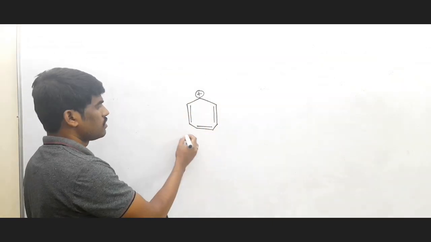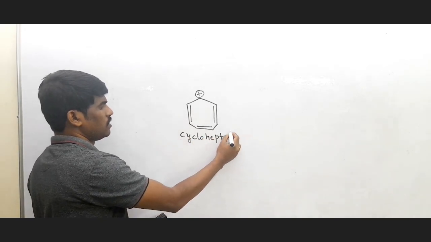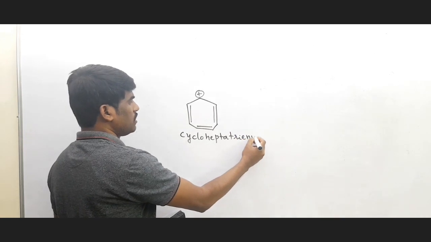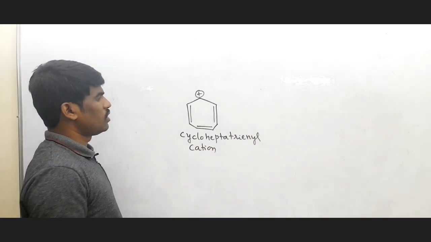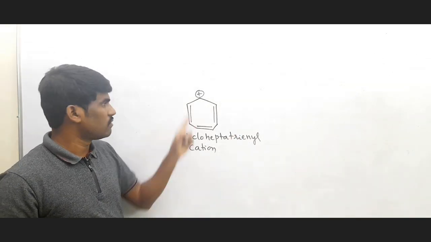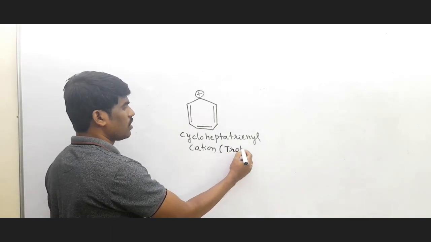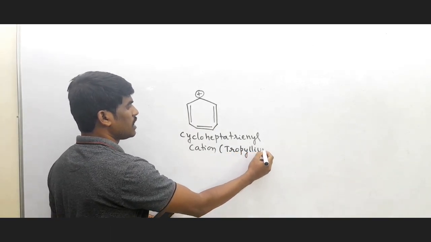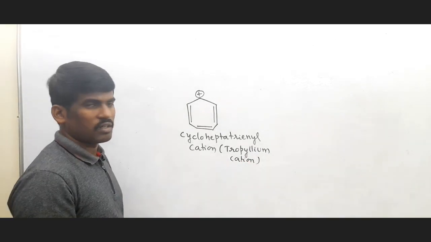It is the cycloheptatrienyl cation. Cyclohepta because it is 7-membered. Trienyl in the sense that 3 double bonds are there. There is a cation over there. The cycloheptatrienyl cation is commonly known as the tropylium cation.